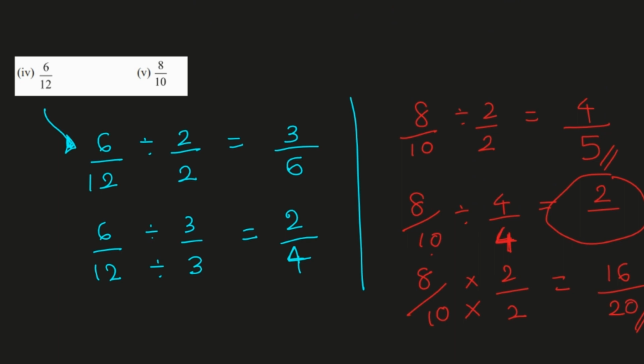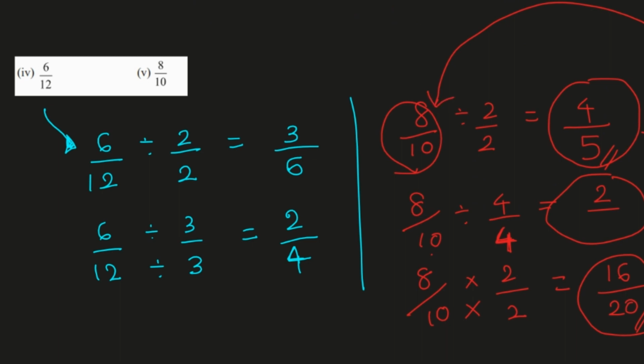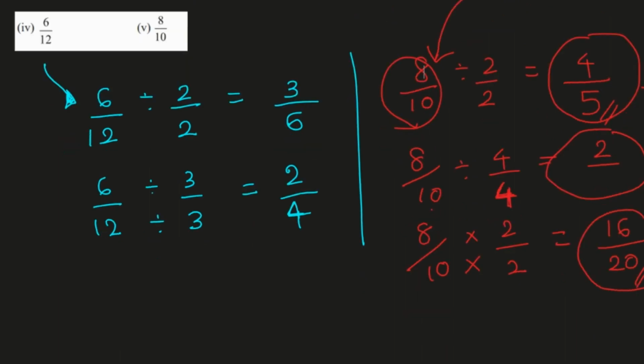So what happens here? I'm telling you that 8 upon 10, 4 upon 5, 16 upon 20, all these three values are what? Equivalent to each other. Great. So finally, here comes our final example. Determine whether 2 upon 4 and 6 upon 12 are equivalent fractions. Okay, let's see. That's 2 upon 4.